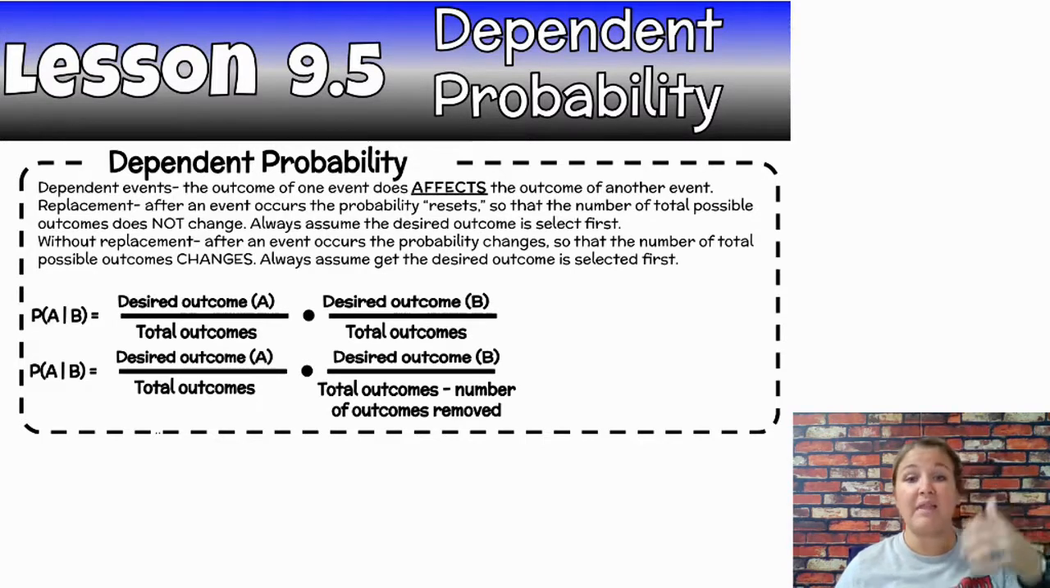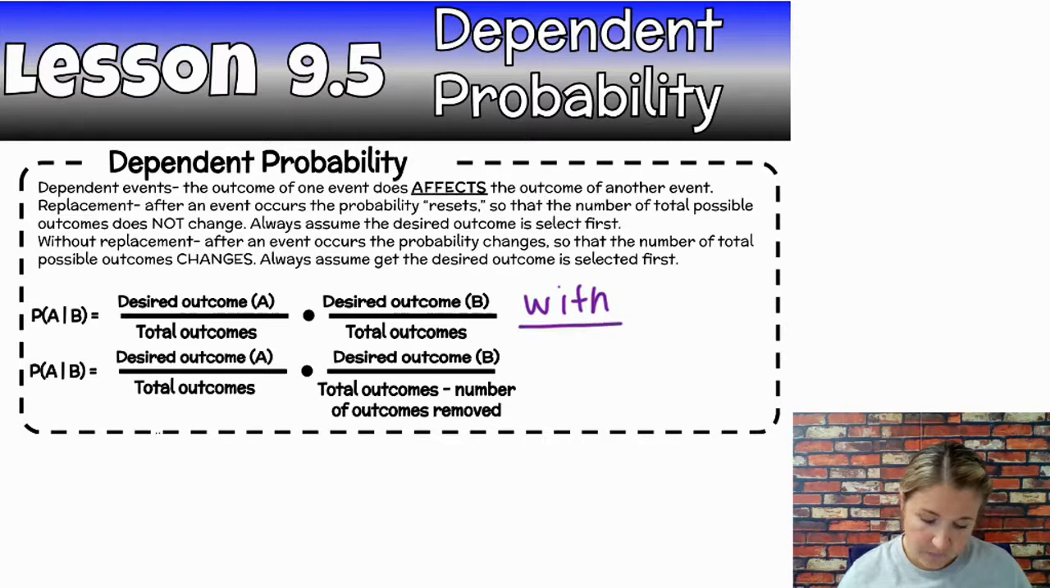Replacement. So when you replace a marble into the bag or whatever, then your denominator is not going to change. That's our first probability there. So this is with replacement. And so then without replacement means that you are not going to replace it. So what happens is that we have that denominator that is going to be a little bit different because we didn't replace the marble or the whatever.